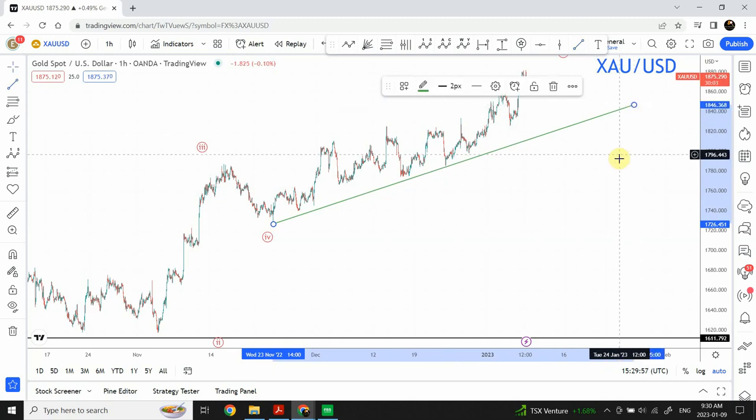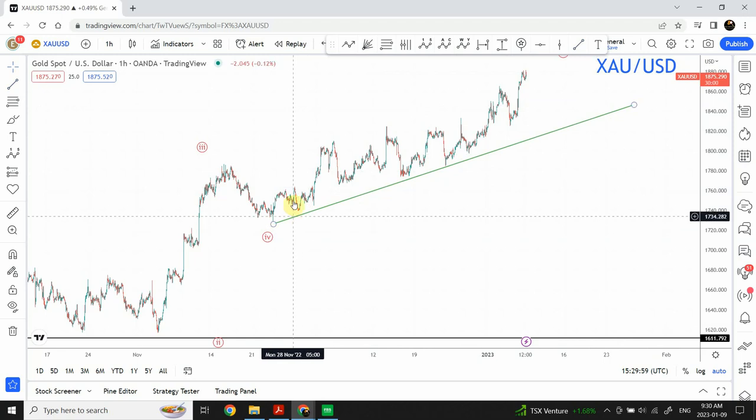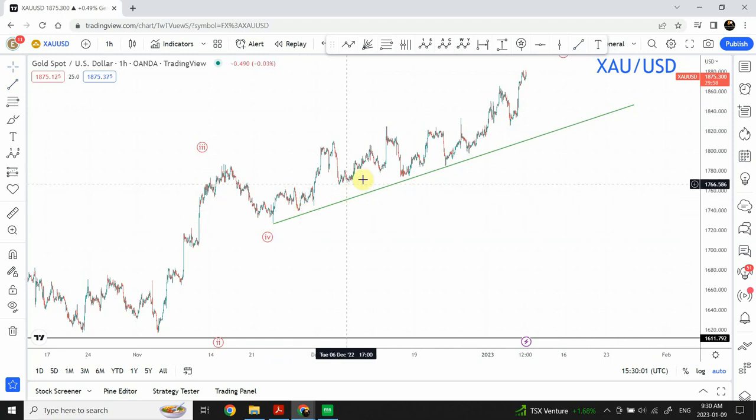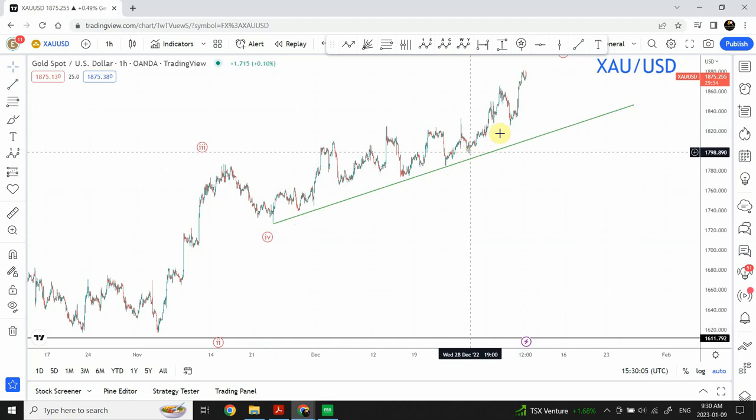Every time prices got close to the trend line, they moved up. Right over here they got close to the trend line, again, again, and again, and right over here as well, and then we moved up as well. So this trend line is definitely useful.